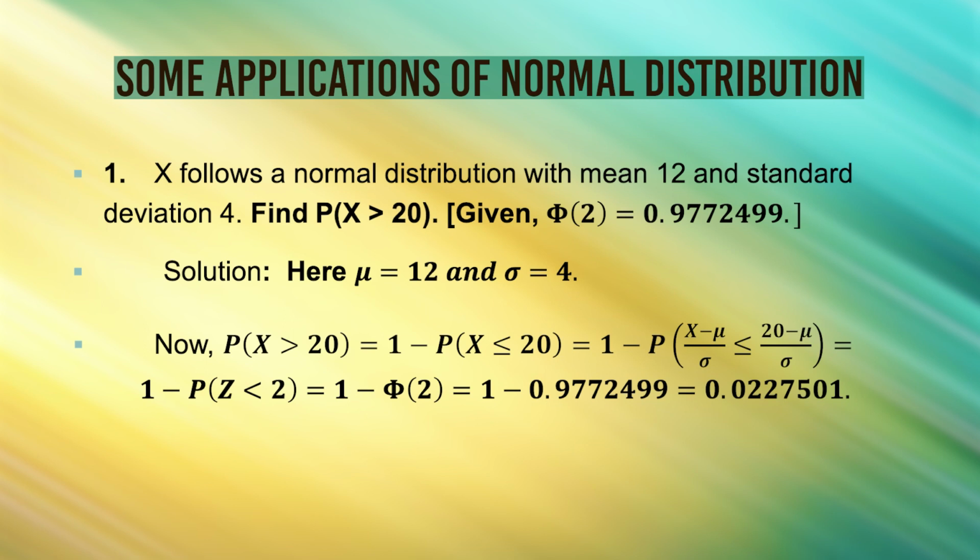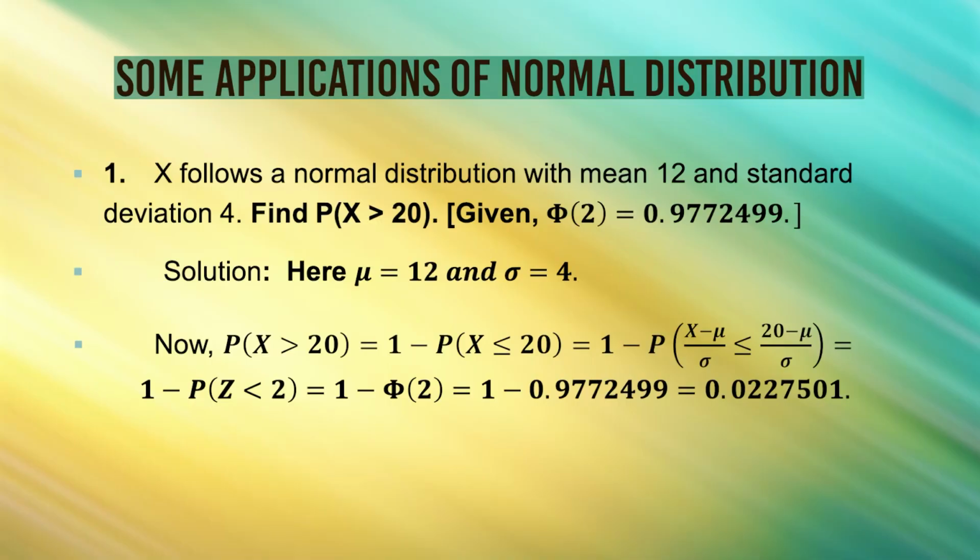Now we can also write probability x less than or equal to 20 as probability (x minus mu) by sigma less than or equal to (20 minus mu) by sigma. You are subtracting mu from both sides and dividing by a positive constant, so the inequality remains the same. So (x minus mu) by sigma is what? A standard normal variate, which is normally denoted by z. So we write 1 minus probability z less than 2.